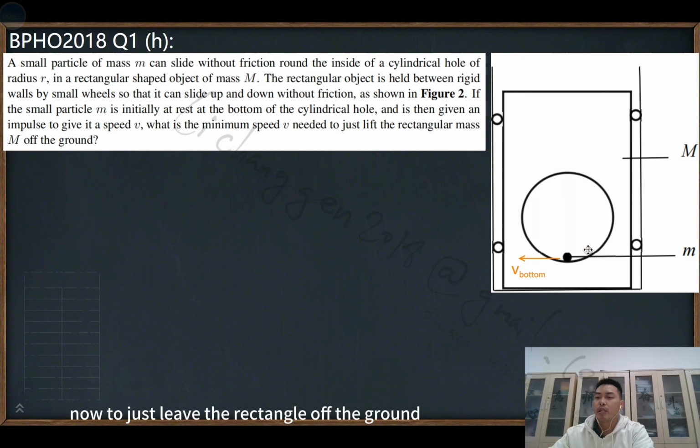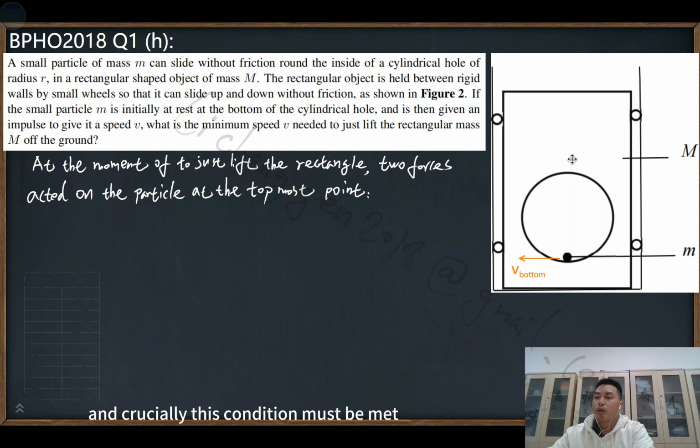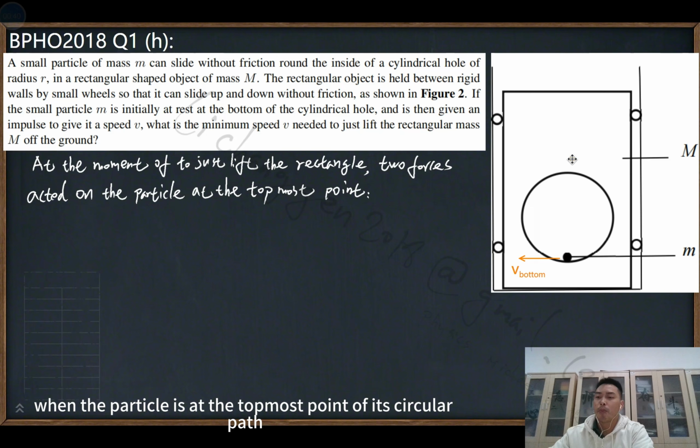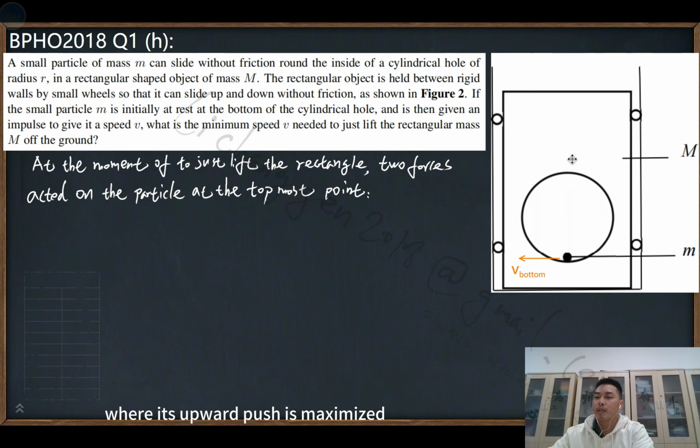Now, to just lift the rectangle off the ground, this normal force from the particle must equal the weight of the rectangle. And crucially, this condition must be met when the particle is at the topmost point of its circular path, where its upward push is maximized.